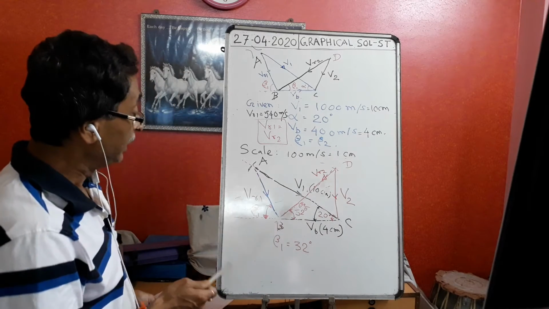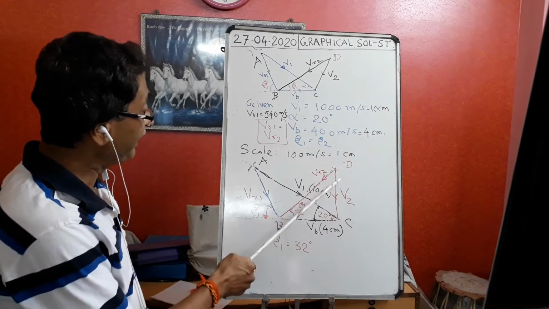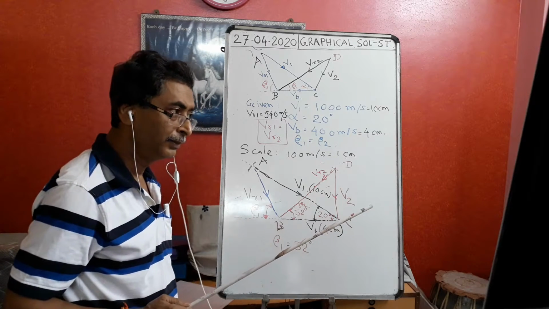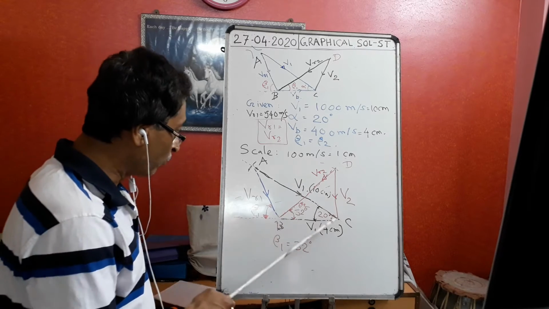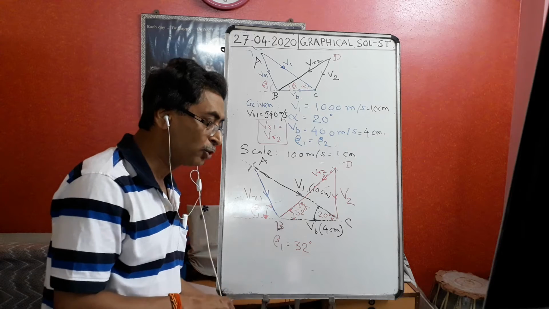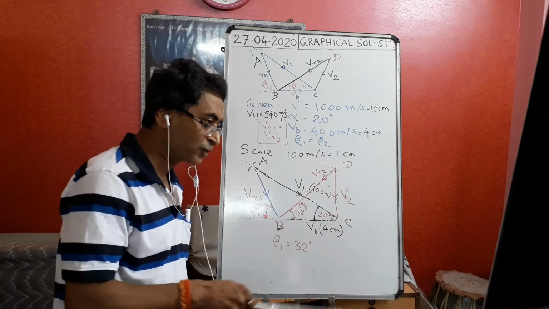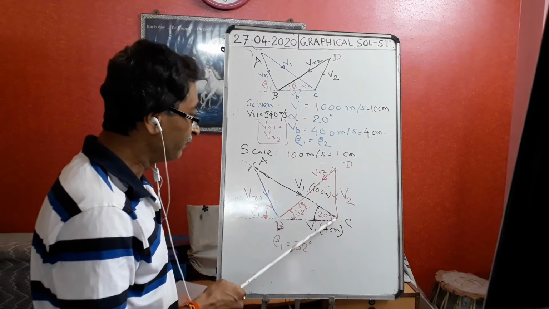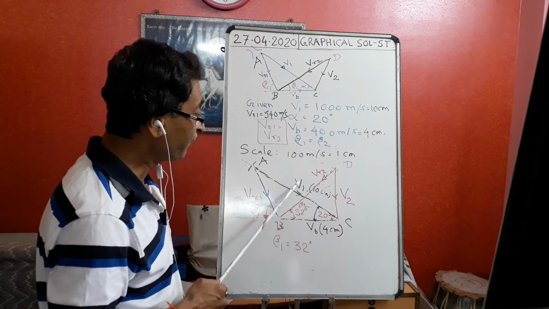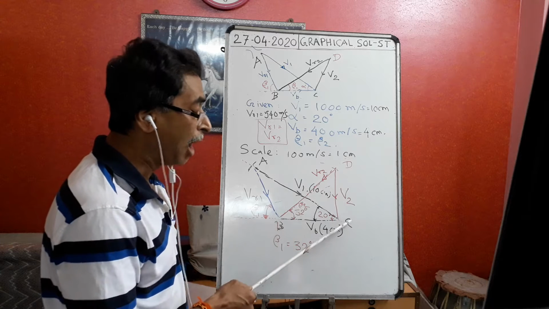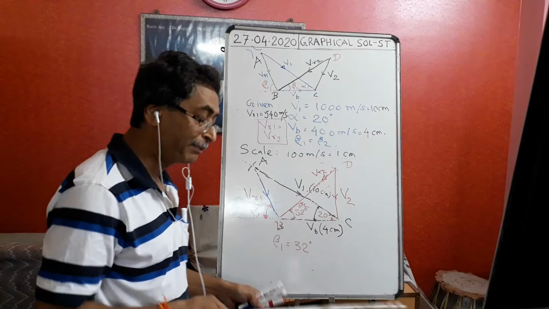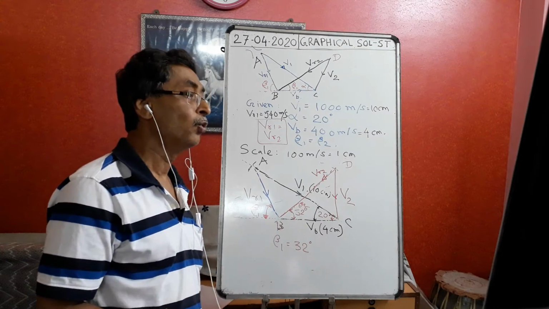You will see VR1 and VR2 are the same, but V1 and V2 are not the same. V1 is more and V2 is less. Why? Some energy has been transferred to the turbine; it has rotated the turbine. So that's why V2 is always less than V1. What is the input energy? Half m V1 squared. What is the leaving energy? Half m V2 squared. That means V2 is less, so that much energy has been transferred to work done.